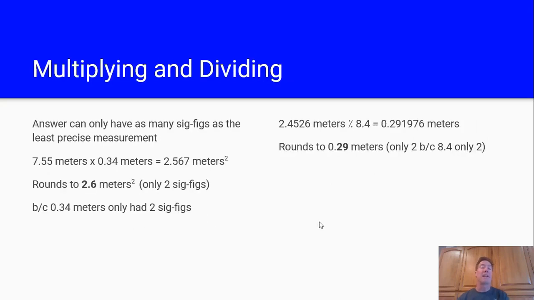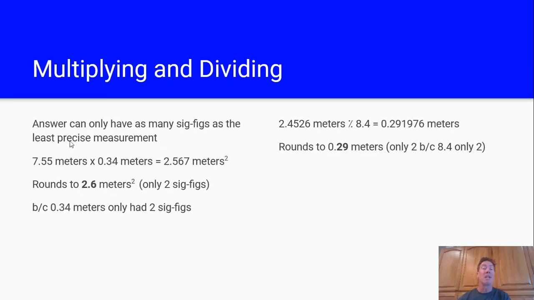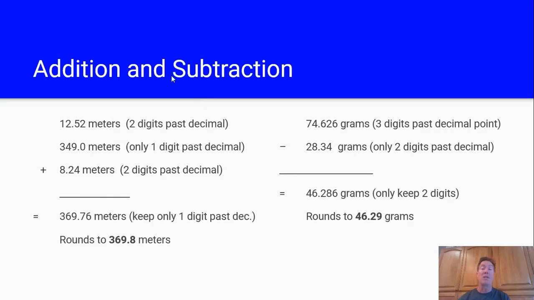Okay, how about multiplying and dividing? Again, the answer can only have as many sig-figs as the least precise measurement. So in this one, we just count sig-figs. Here, we count numbers past the decimal. Here, we count the number of sig-figs in the multiplying and dividing. All right, so that's the difference, and you have to keep that in mind. Some people just like to only count the number of sig-figs, and that works perfectly for multiplying and dividing, but when you go to addition and subtraction, it's not the same.